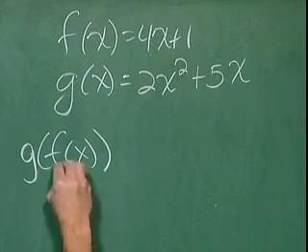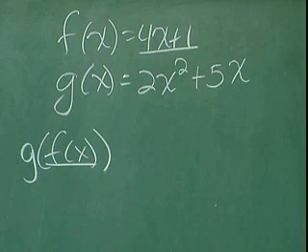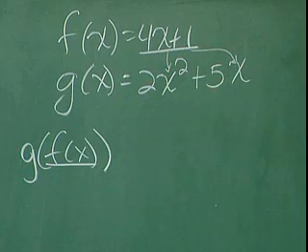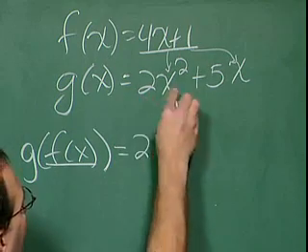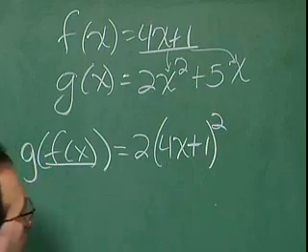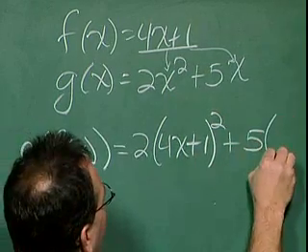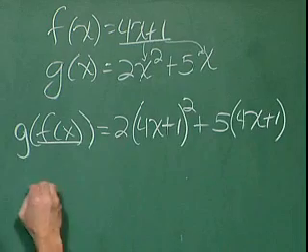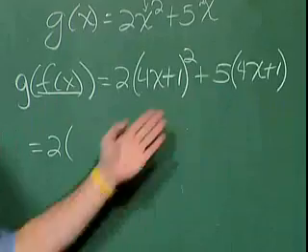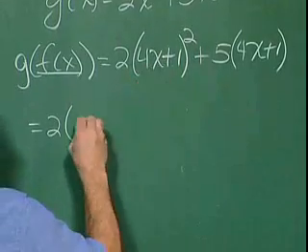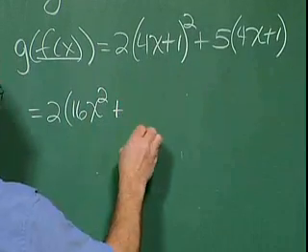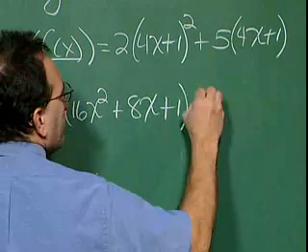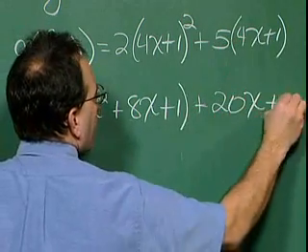And what that means is this. I want to take f of x, which is 4x plus 1, and I want to substitute f of x in place of x in the function g of x. So what that will look like is the 2, and then parentheses 4x plus 1 squared plus the 5, and then parentheses 4x plus 1. So now we need to simplify this, and we have the 2, and then 4x plus 1 squared. We expand that with 4x squared gives me 16x squared, plus twice the product of those two, 8x, plus 1. And then we can distribute the 5 inside of this parenthesis, gives us 20x plus 5.